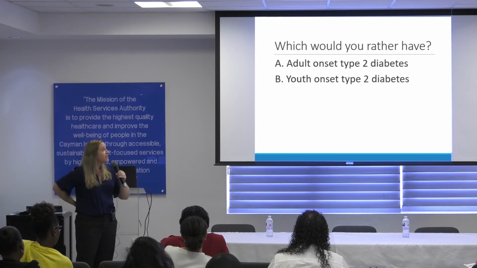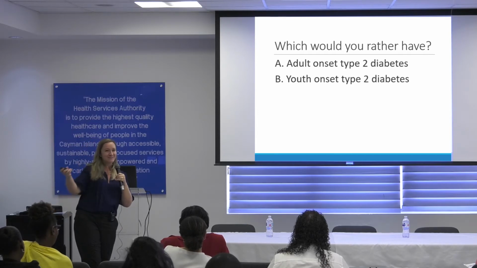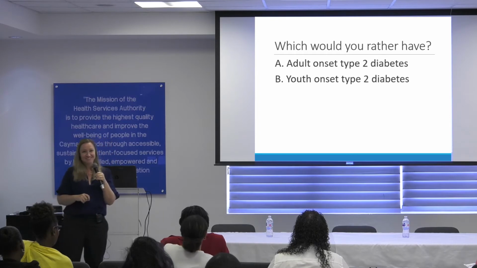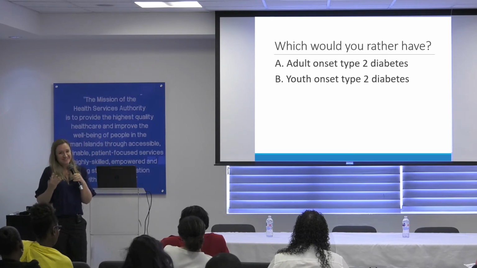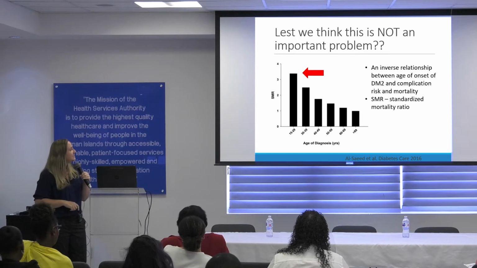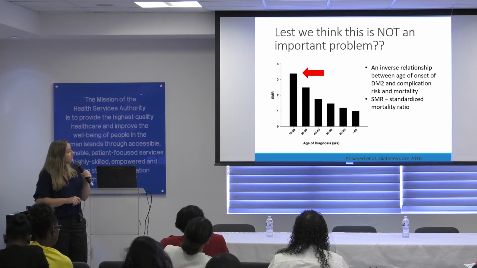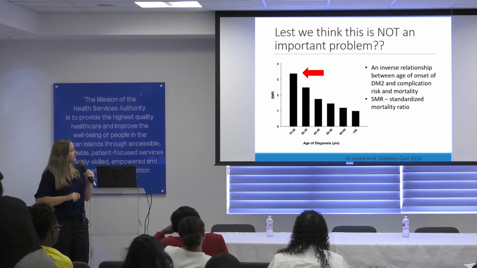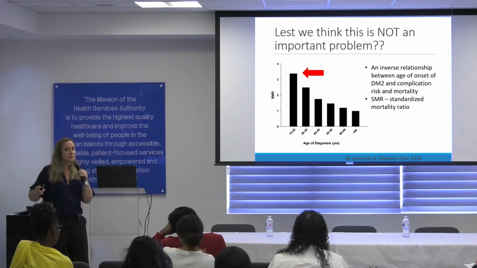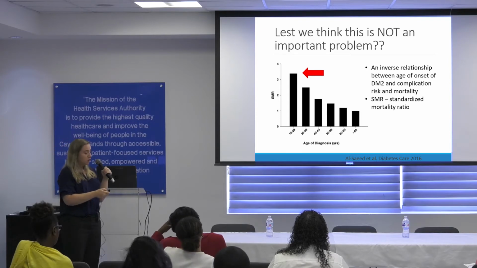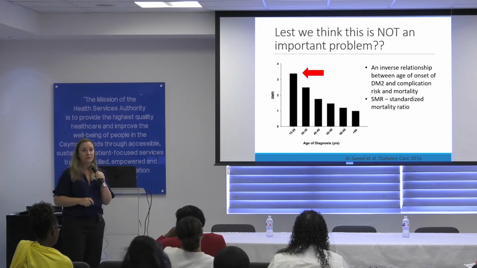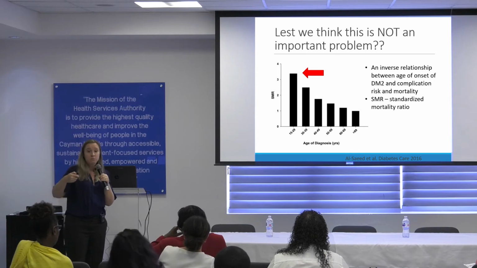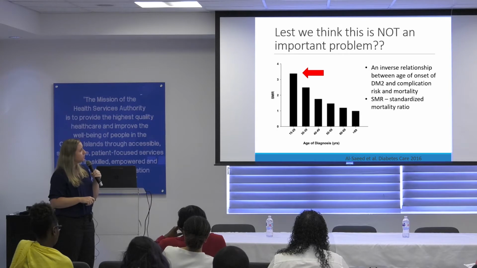So again, what would you rather have? Adult onset type 2 diabetes or youth onset type 2 diabetes? Sit there and think about it for a few minutes. And again, let's just bring this up. When you look at these kids, this is the age of diagnosis, and this is the standardized mortality ratio. If you were diagnosed between the age of 15 and 29, your standardized mortality ratio is above 3. So this means you are at much more risk of dying. This is actually really serious. You can see as you get diagnosed when you're older, it decreases and you don't do quite as poorly.